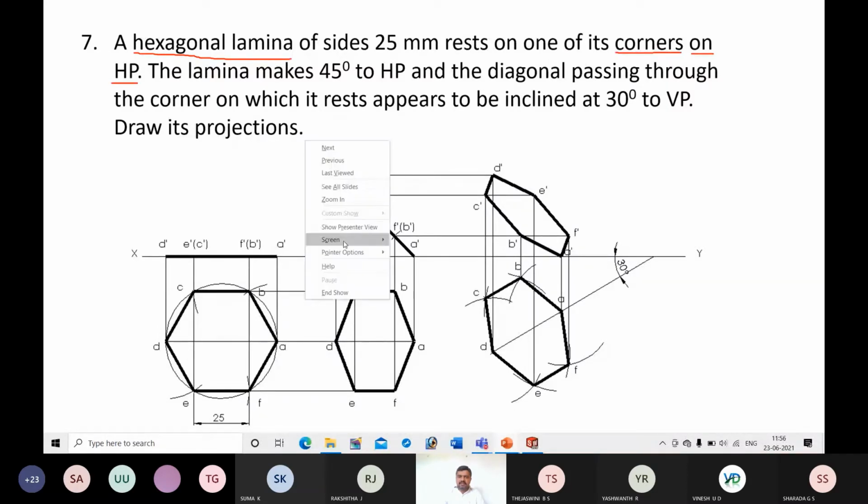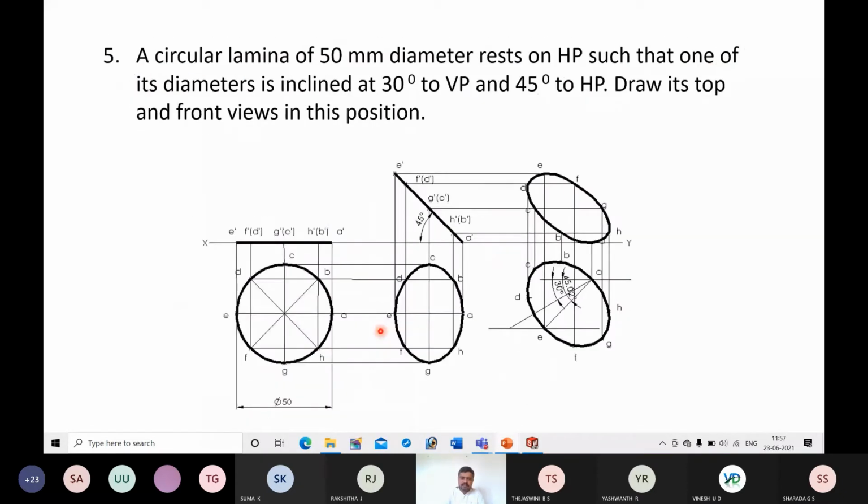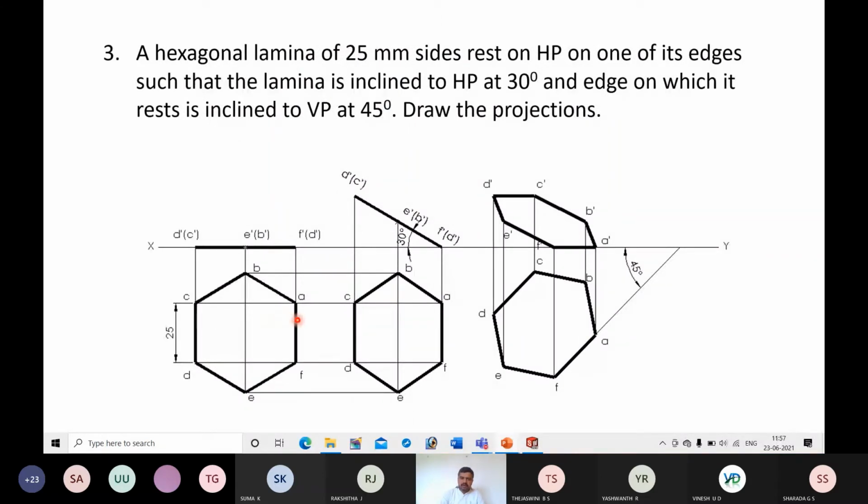Based on these three things, you can draw the initial top view. Hexagon on HP and it is resting on a corner. Since it is resting on a corner, you should draw the hexagon in this orientation where two sides are parallel to the XY line. If it is resting on an edge, you should draw two sides perpendicular to the XY line like this. Here in this problem, the hexagonal lamina rests on HP on one of its corners.